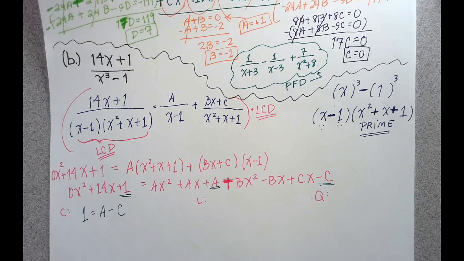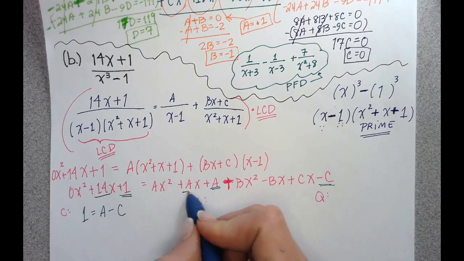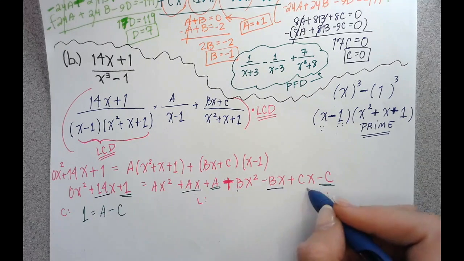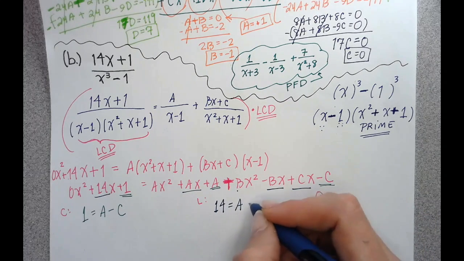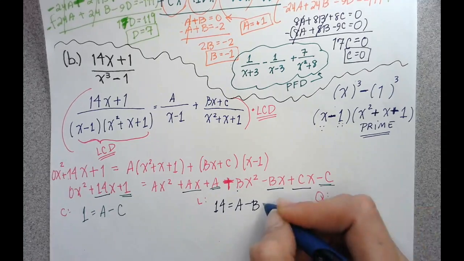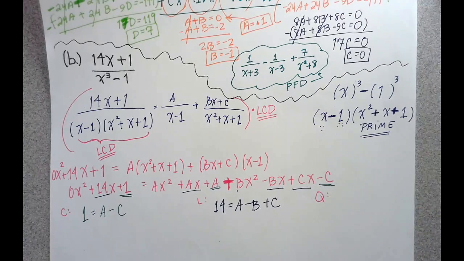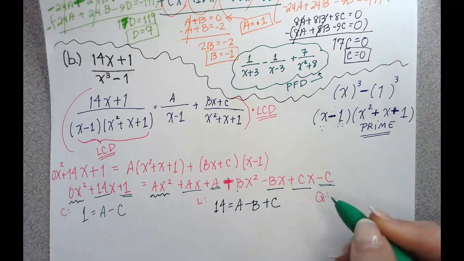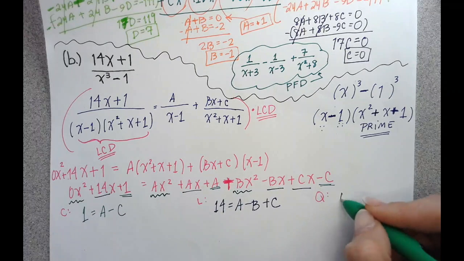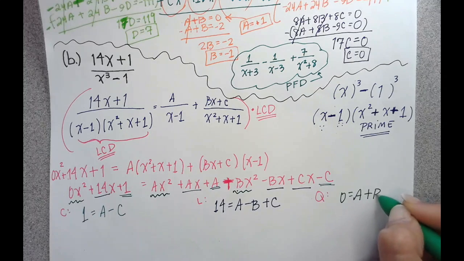Next, what do we got? Linear. So I have 14x, Ax, negative Bx, and plus Cx. So 14 equals A minus B plus C. And then I have my quadratic. 0 is equal to A plus B.